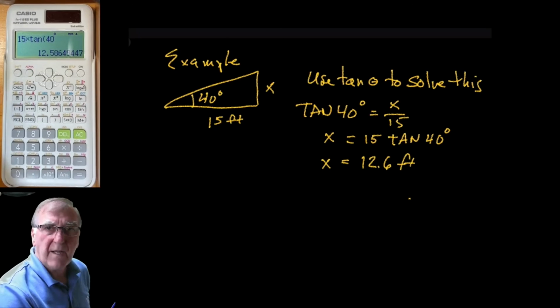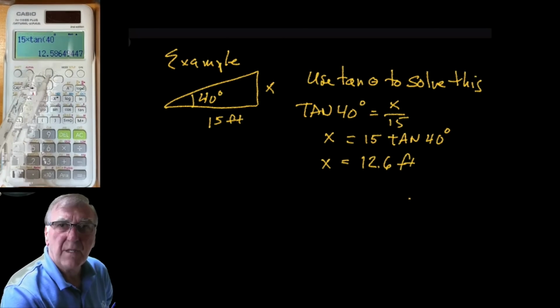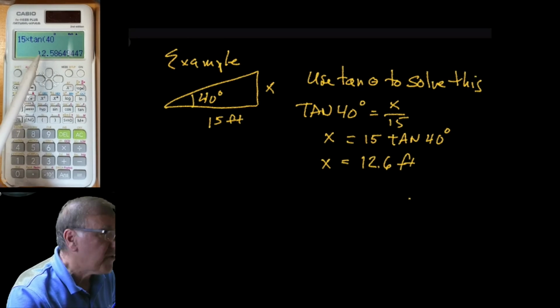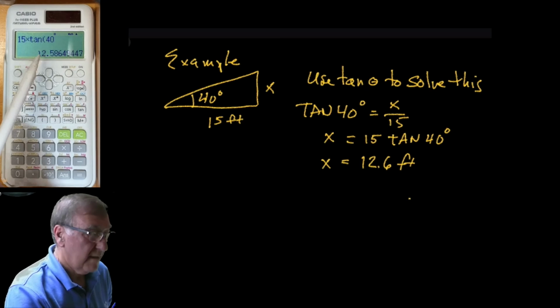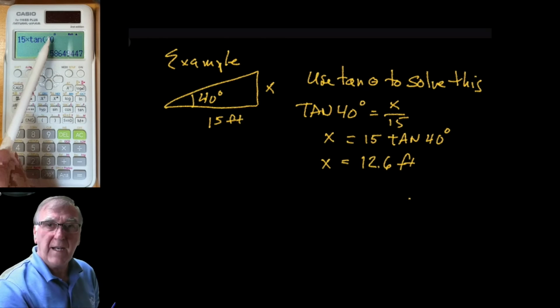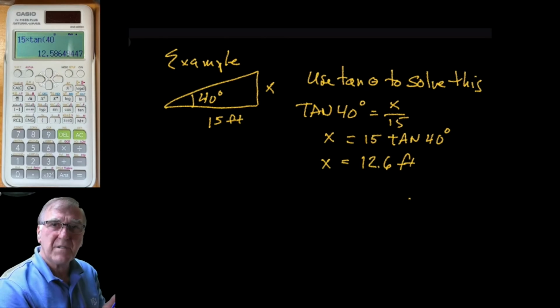Also, just a reminder, when you're using trigonometric functions on your calculator, just make sure there's a little d up here, because that's degrees. The calculator will work in degrees or radians, and if you are in radians, you're going to have quite a different result.